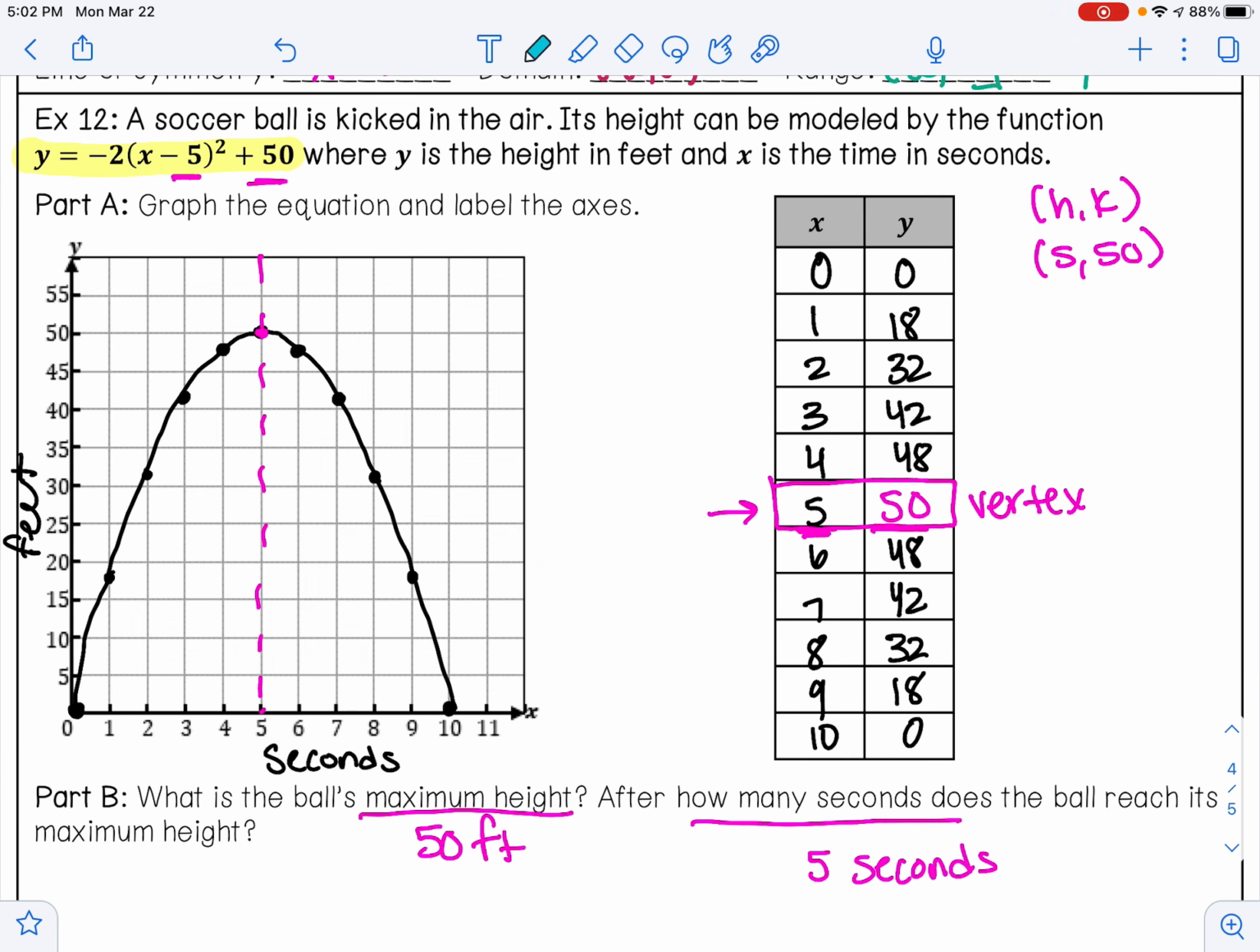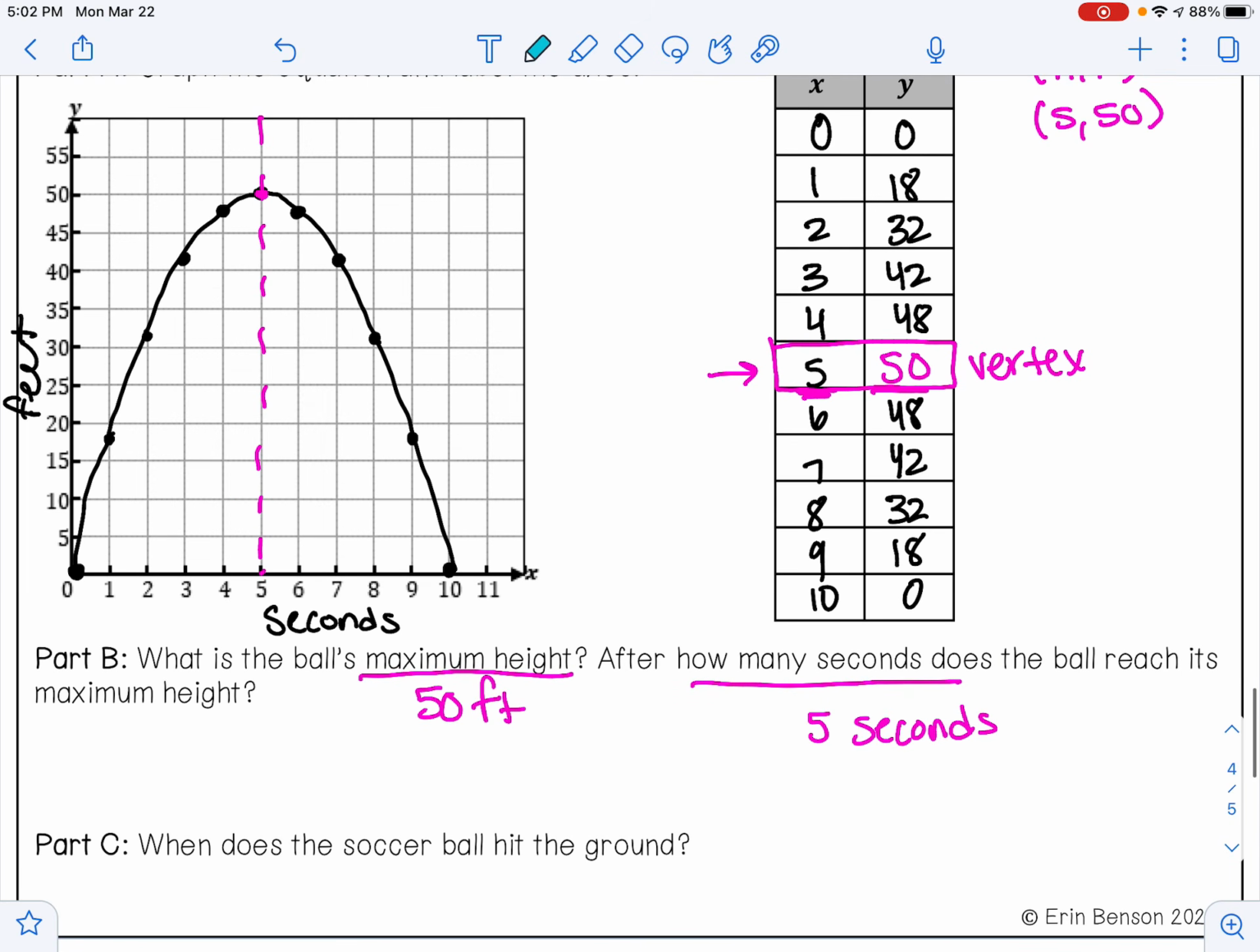Our next question says, when does the soccer ball hit the ground? Well, that's going to be when the height is 0. So if the soccer ball is kicked up in the air and then comes back down on the ground, then it's back down on the ground right here. This is when the height is 0 and 10 seconds have passed.